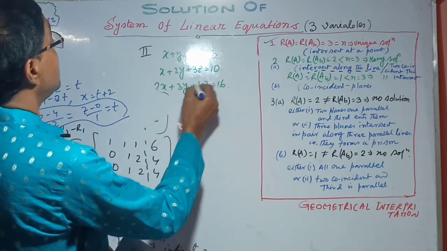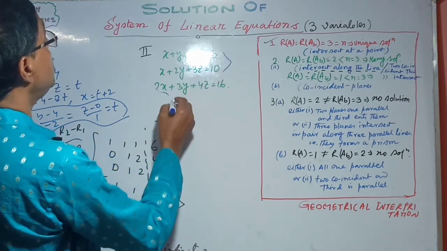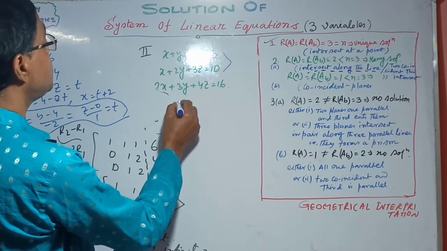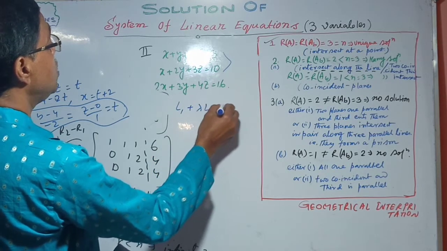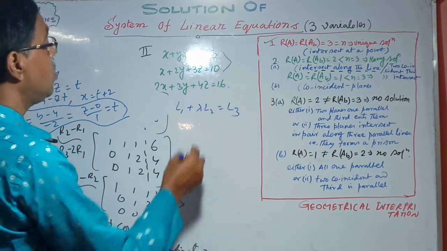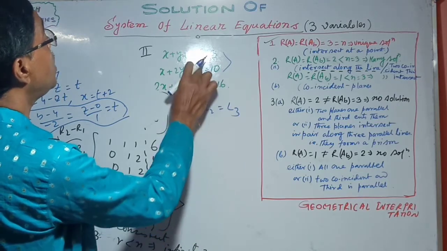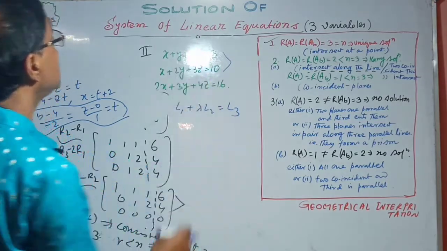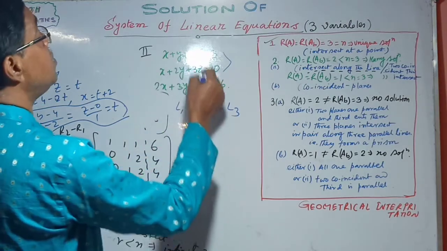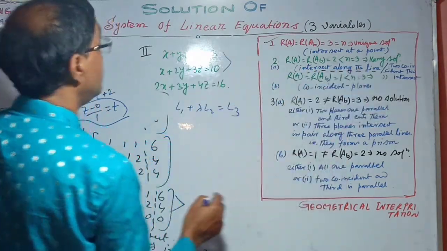Also, you can see that this plus this equal to this, that is L1 plus lambda L2 equals L3, a linear combination of any two planes gives the third. So these three planes intersect along the line.